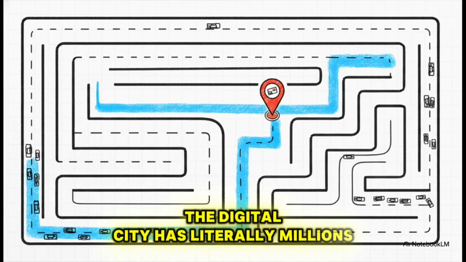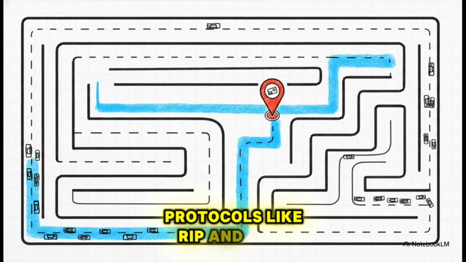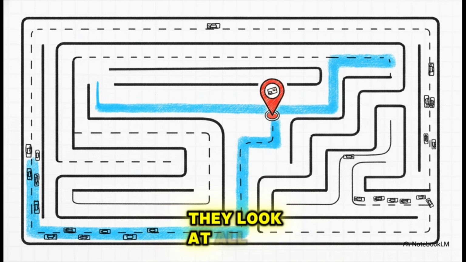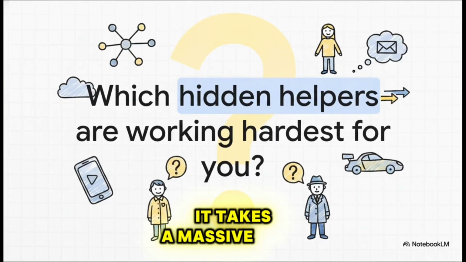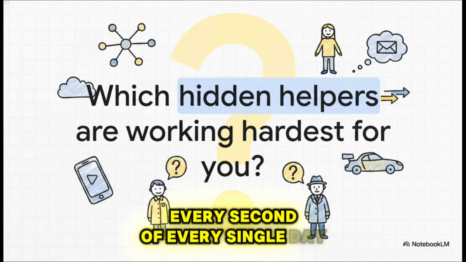The digital city has literally millions of roads. So how does your data actually know which way to go? Well, protocols like RIP and OSPF act like clever GPS systems on a phone. They look at all the traffic in the city and then figure out the absolute fastest and best roads for your data to travel on. OSPF is especially smart for really big networks, making sure your favorite game never gets stuck in a huge traffic jam. It takes a massive team to keep the digital city running smoothly every second of every single day.